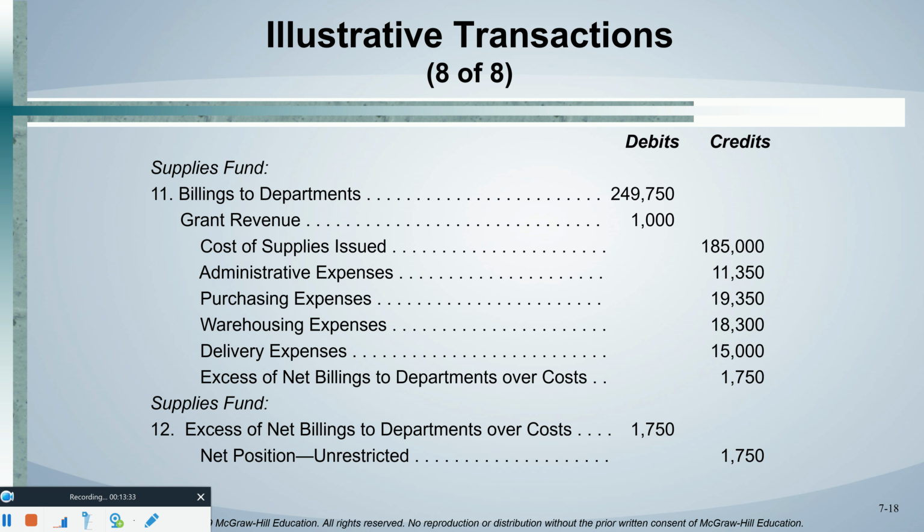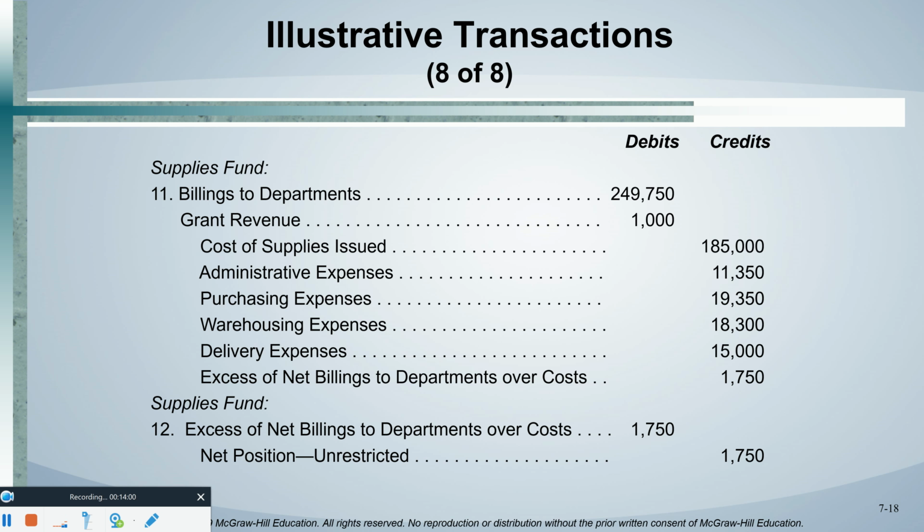And here are the closing entries for the period. Journal entry 11, we're going to close our revenue accounts with debits. We will close our expense accounts with credits. And the difference is $1,750. In a for-profit company, we would call this net income, but in government world with proprietary funds, we would call this excess of billings over costs.